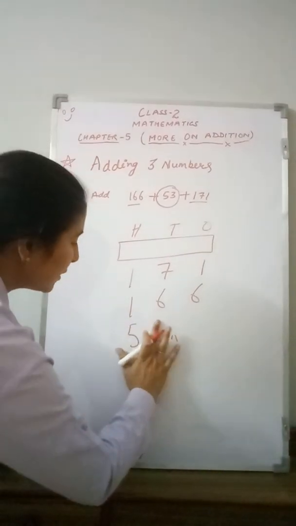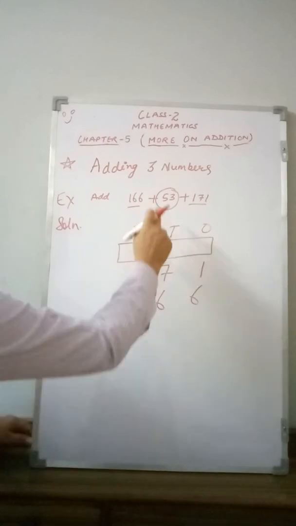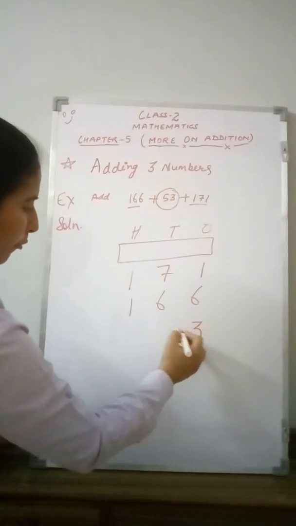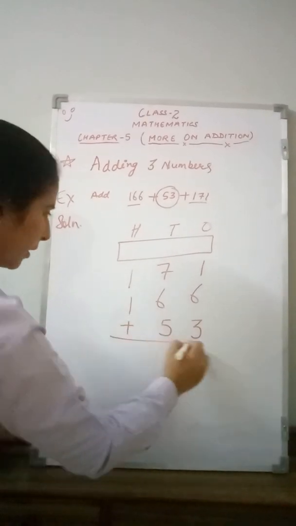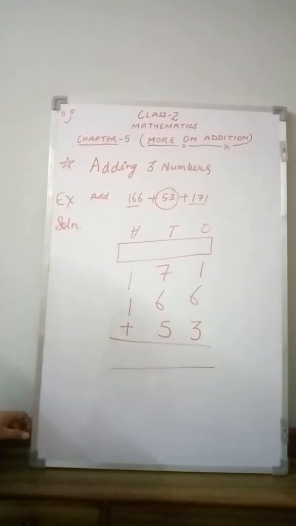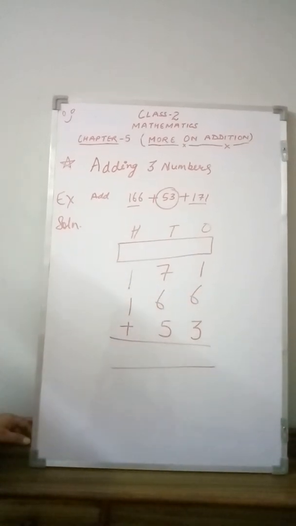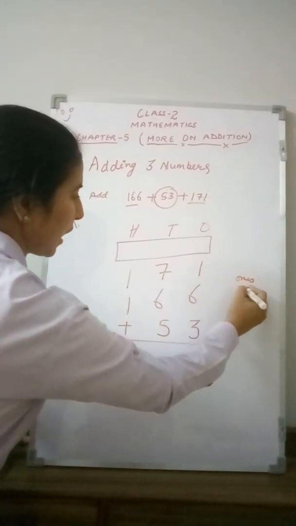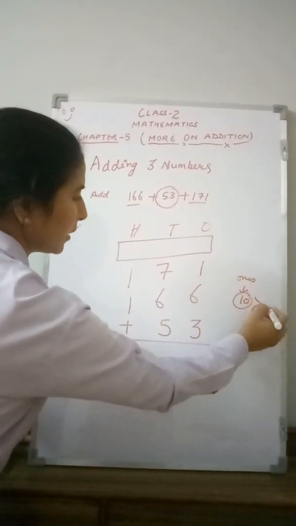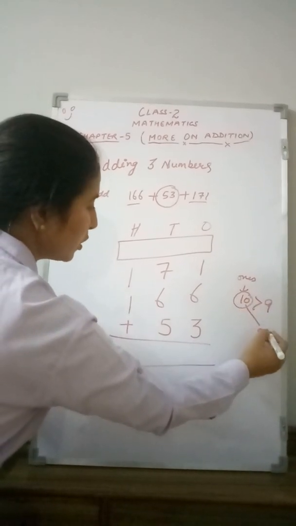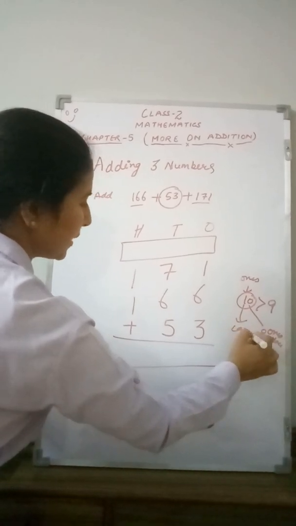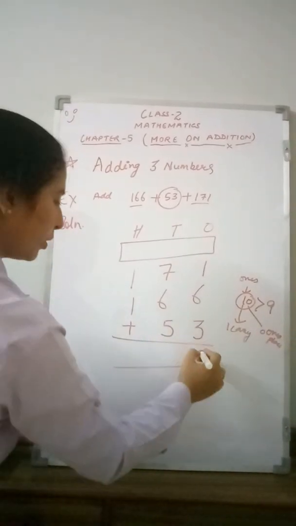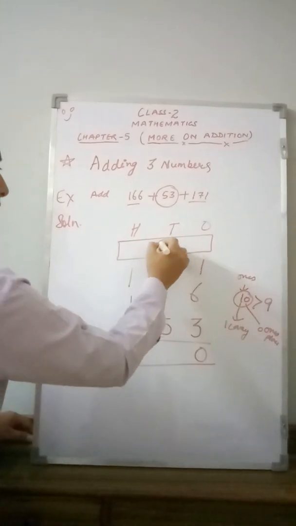What you have to do, students, is always start with the ones place, right? Start writing from the ones place. And here is no number, no problem, put the plus sign. Now let's start adding from the ones place. 1 plus 6 is 7. 7 plus 3 is 10. This ones place has 10, and this is greater than 9. So 0 is on the ones place and 1 is carried to the tens place. So write 0 on the ones place. Now 1 carry is on the tens place.